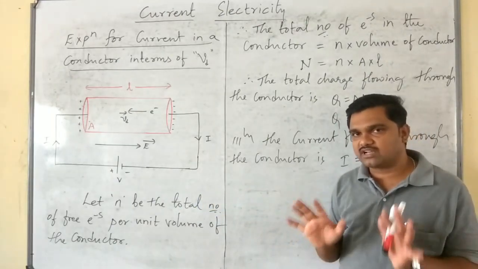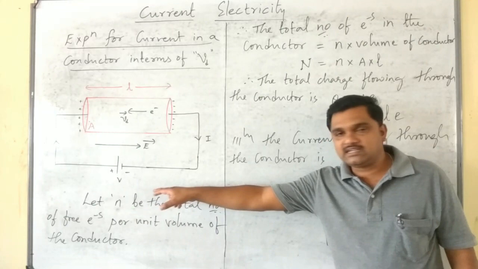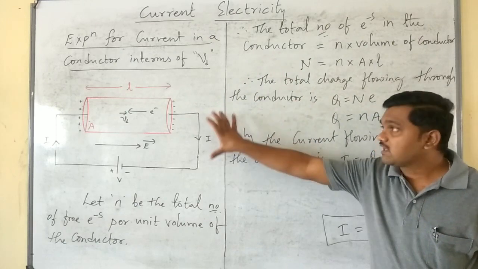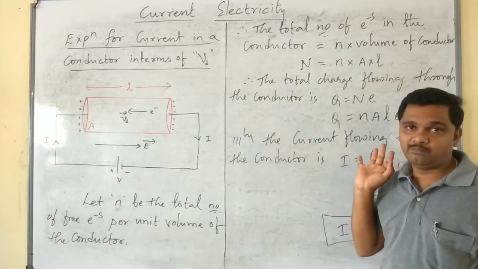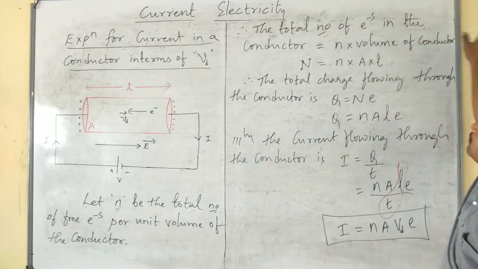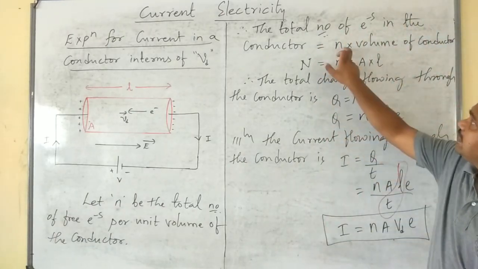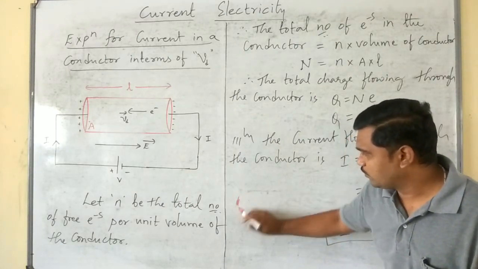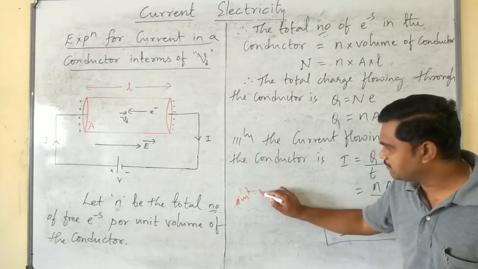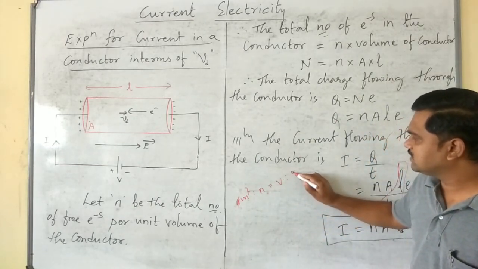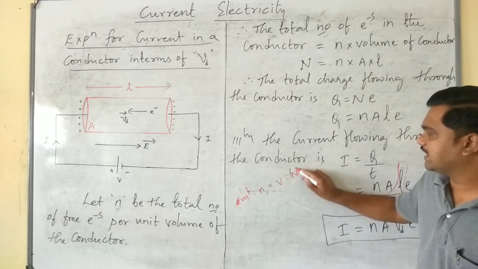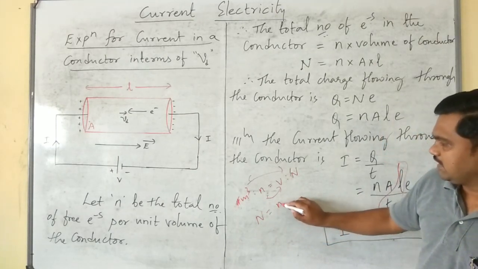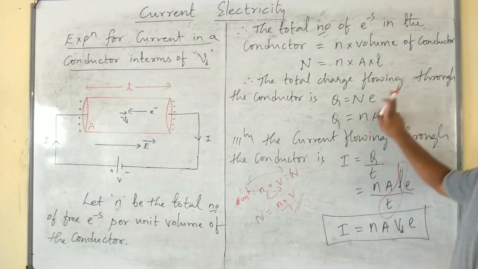Here, one sentence we should write on the paper: let small n be the total number of free electrons present in the conductor per unit volume. Therefore, the total number of electrons in the conductor is n into the volume of the conductor. For 1 meter cube, n number of electrons. For V, what is the total number of electrons? We take capital N, and if we solve this, we get n into V by 1. So that is what I have done here.